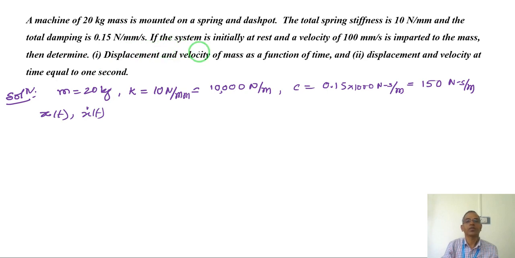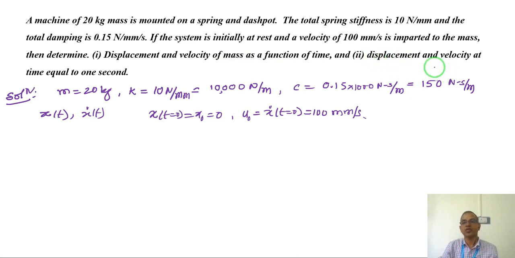What else is given here? If the system is initially at rest, that means x at t equal to 0, which is x naught, equal to 0, and the velocity u naught, also called x dot at t equal to 0, is equal to 100 millimeter per second. With this initial condition, I should be able to find out the displacement and velocity as a function of time. Then the second part of the question is the same displacement and velocity at time equal to 1 second. Just substitute t equal to 1, and we get that.